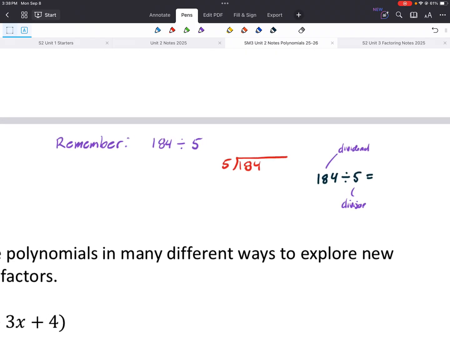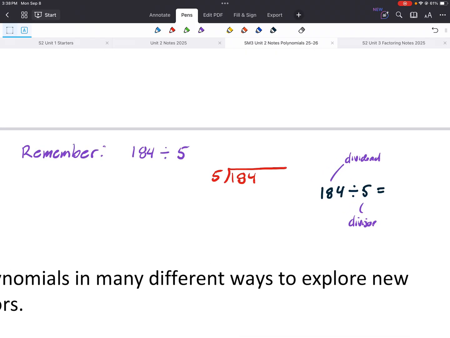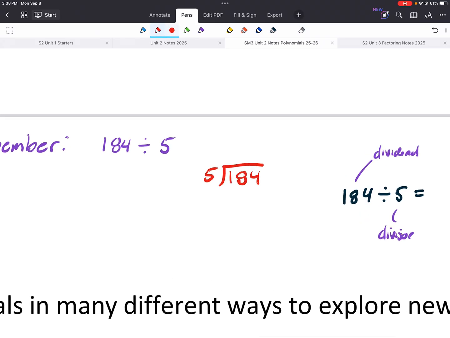So since we're dividing, maybe we should do a quick reminder of how we divide normal numbers. If we're taking 184 and we want to divide that by 5, we could use long division to come up with our answer. This might look familiar; we probably did this in elementary school. We'd say, how many times does 5 go into 1? Well, it doesn't. So we add the next number, we say 18. How many times does 5 go into 18? It goes in 3 times, because 3 times 5 is 15.